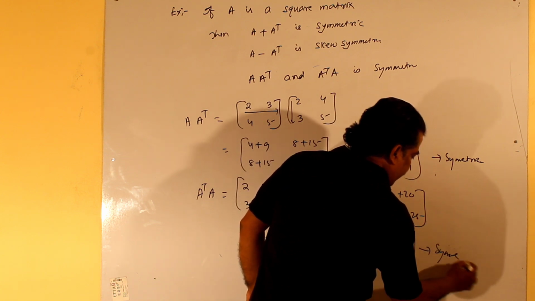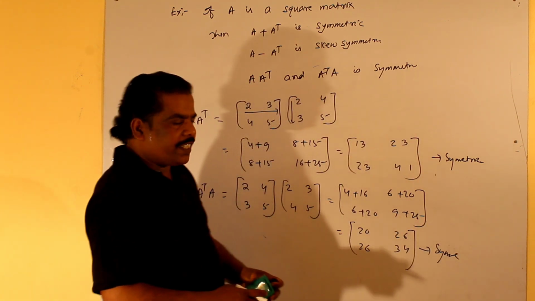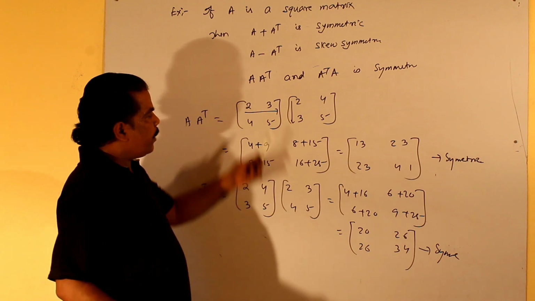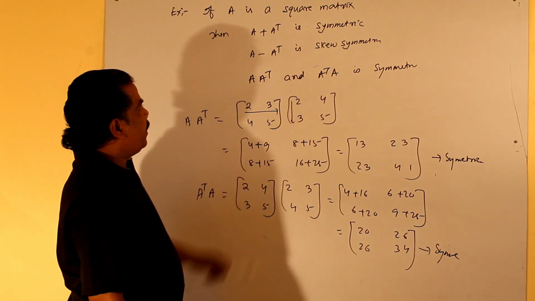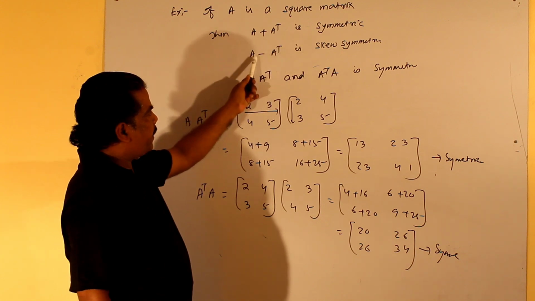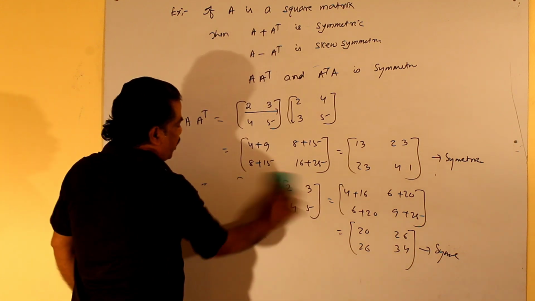It is symmetric, because if A is a square matrix, then A into A transpose and A transpose into A are always symmetric. A plus A transpose is symmetric, and A minus A transpose is skew symmetric.